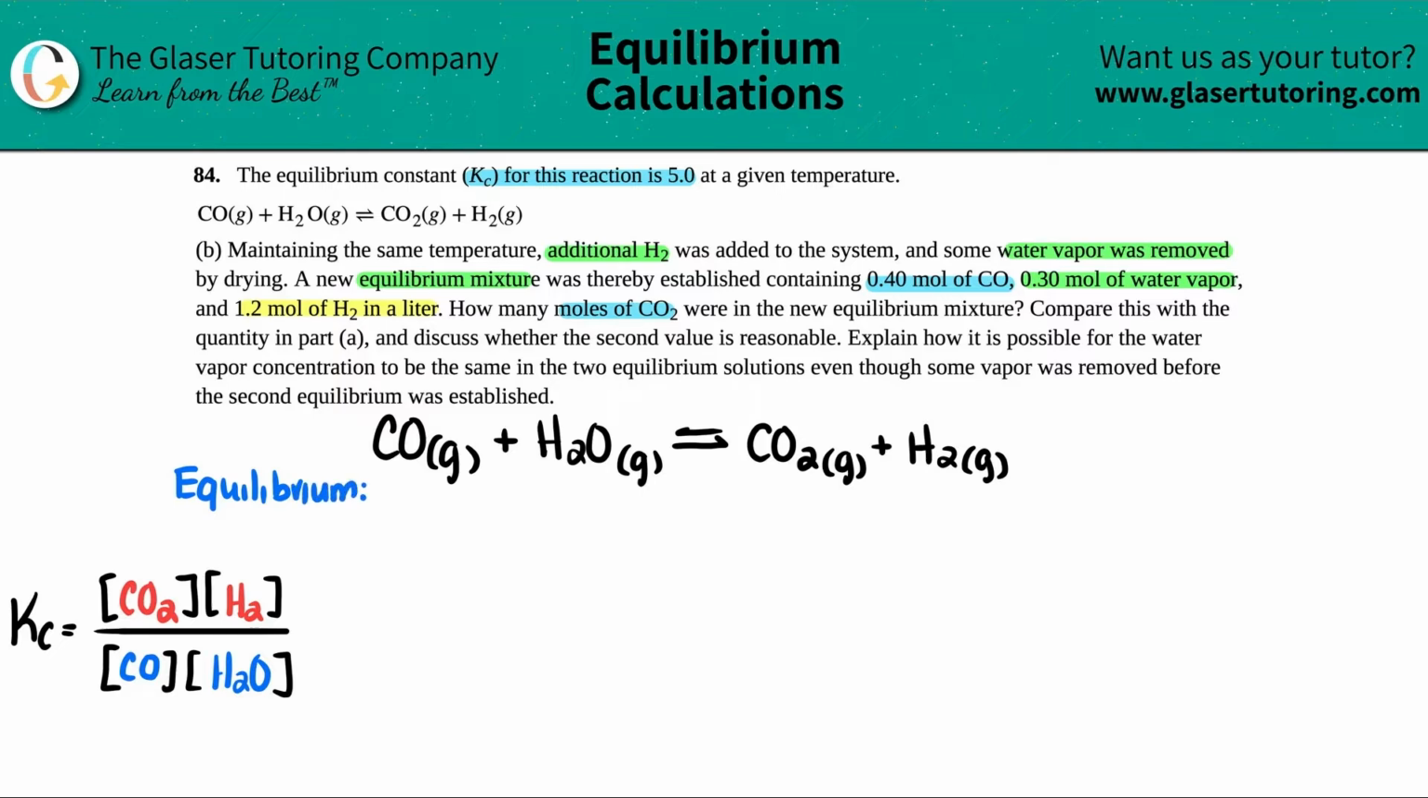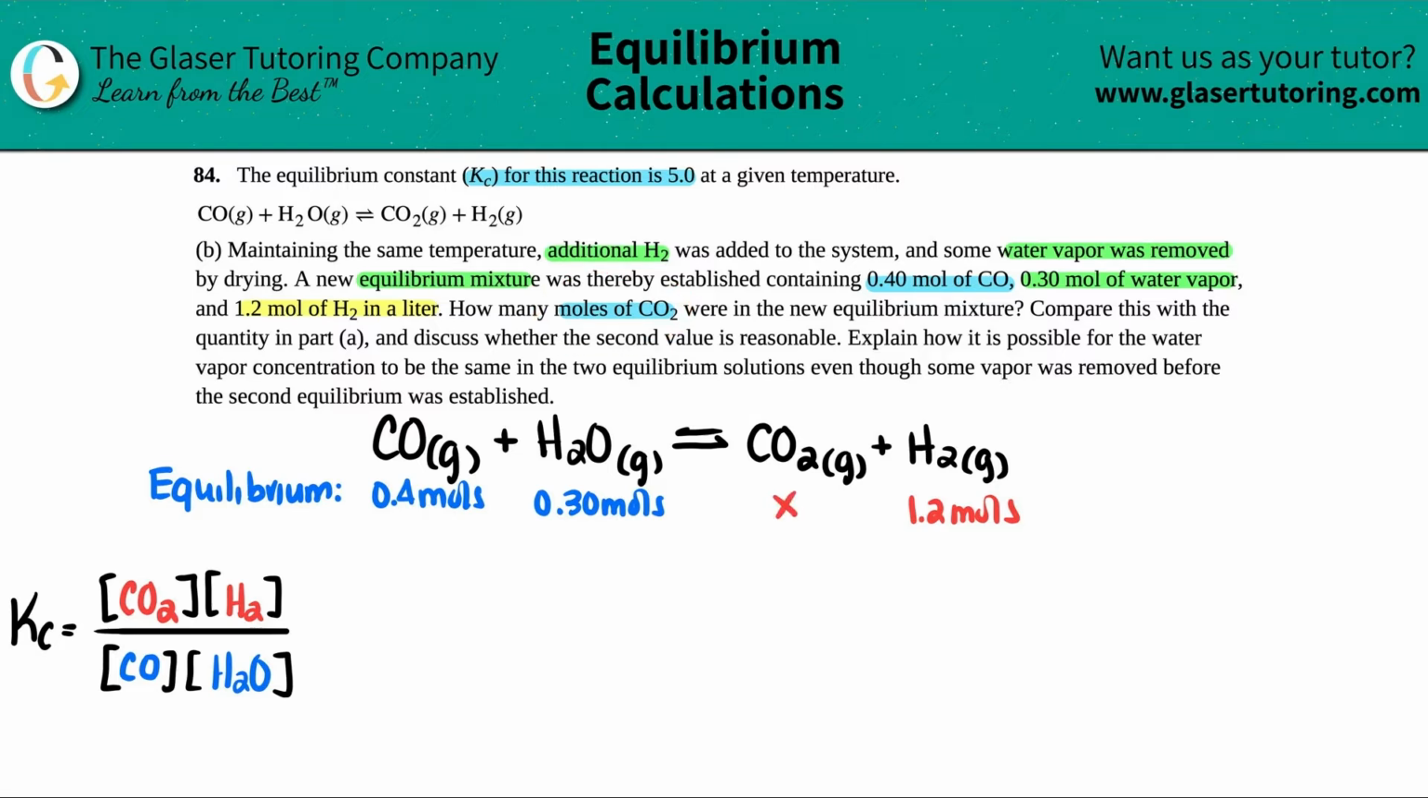And let's see what they give me. They said a new equilibrium mixture, we have 0.4 moles of CO. So that's this, right? So I have now 0.4 moles. And I have 0.3 moles of the water vapor. This is H2O, that's water. Vapor is just gas. So I have 0.30 moles. And then I have 1.2 moles of H2. Okay, and now they want to know how many moles of CO2. So I need to find out what this is.